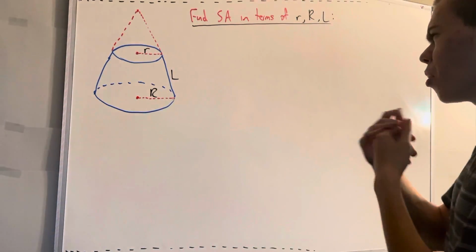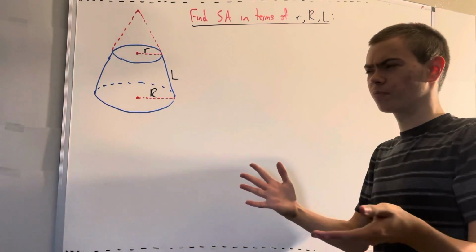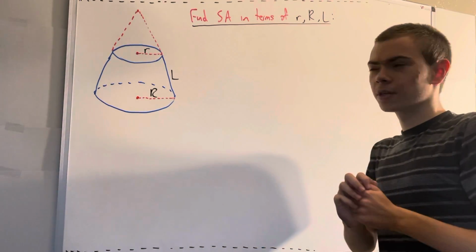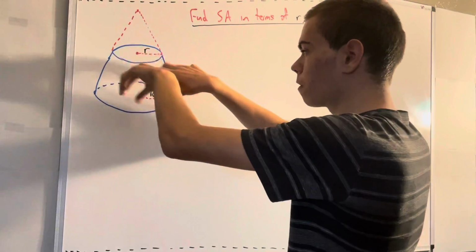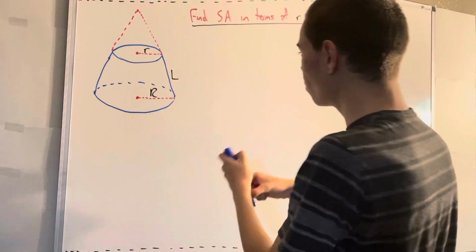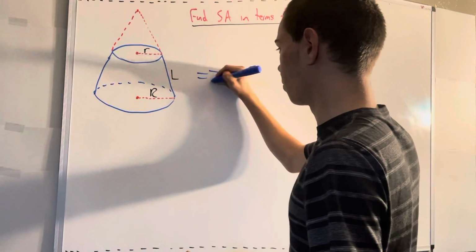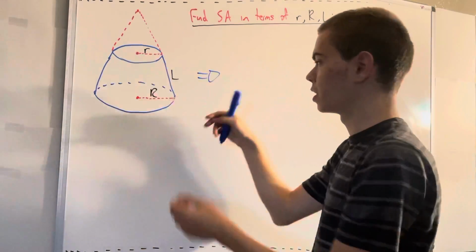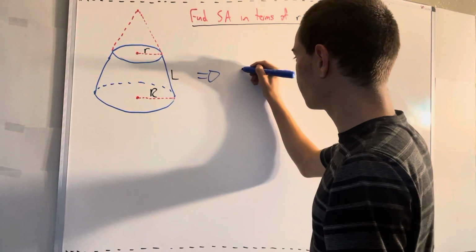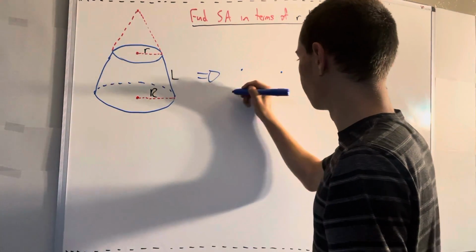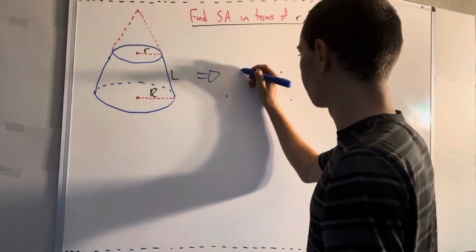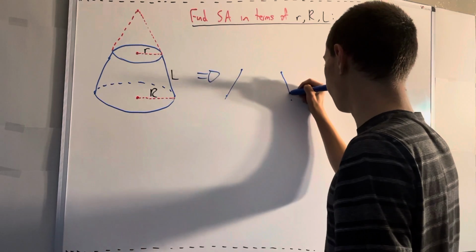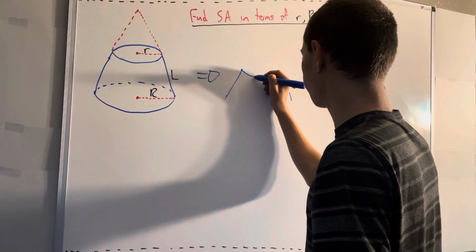So how could we find the surface area of a frustum? Well, it turns out if we were to unravel the surface of this frustum, we're going to get a two-dimensional shape, because when we unravel it, we're turning this into two dimensions. And so what we're going to get is something that looks like this.